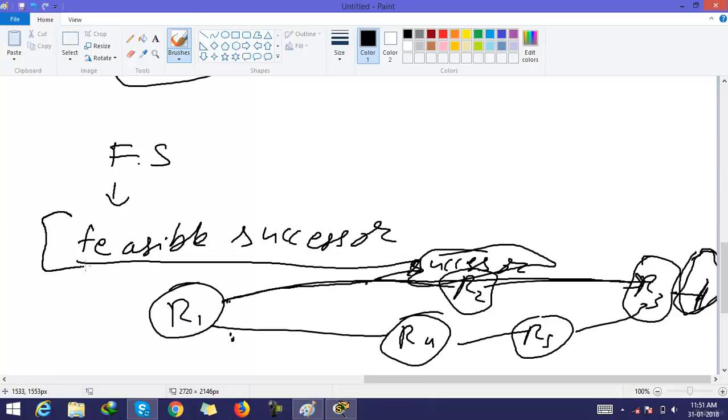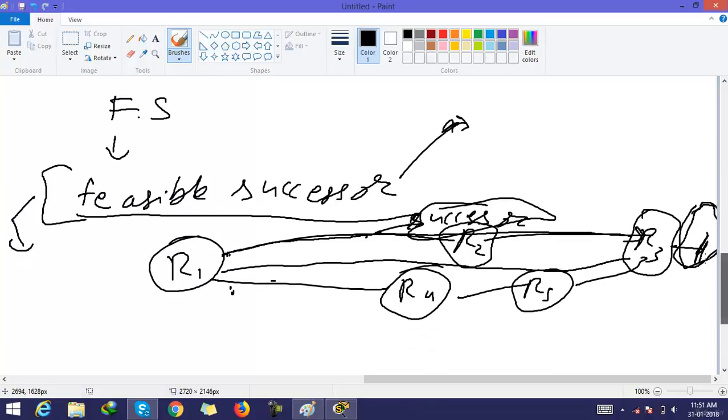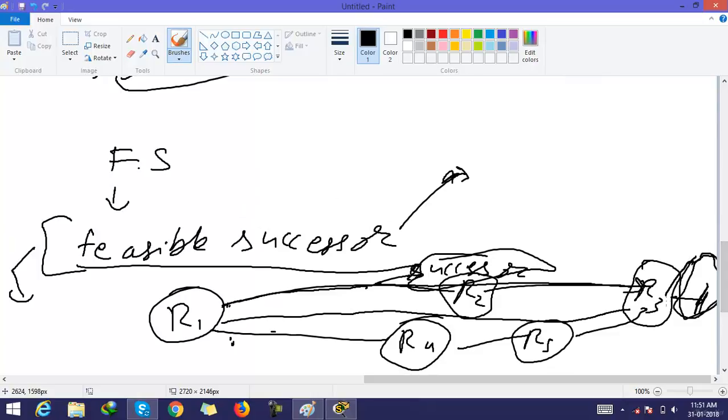And what is the feasible successor? You can say a feasible successor is a path whose advertised distance is less than the feasible distance of the current successor and is considered a backup of the successor. This is the backup of the successor, but not all links that are available to reach this particular network are considered a feasible successor.